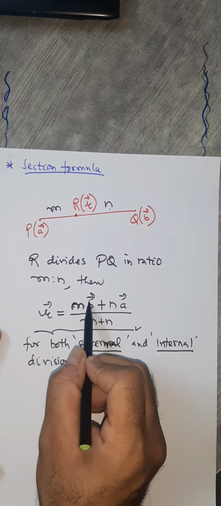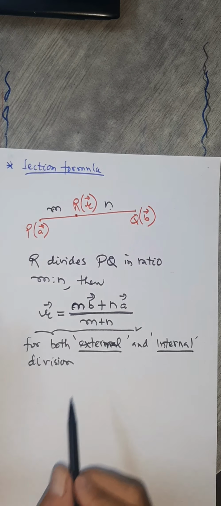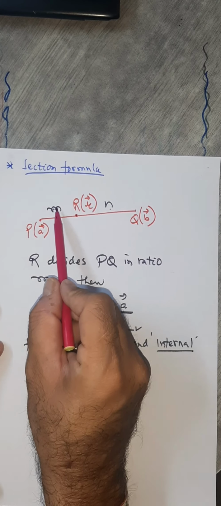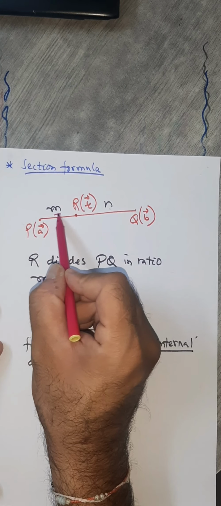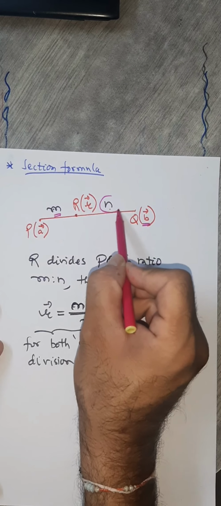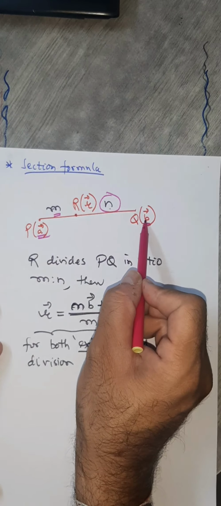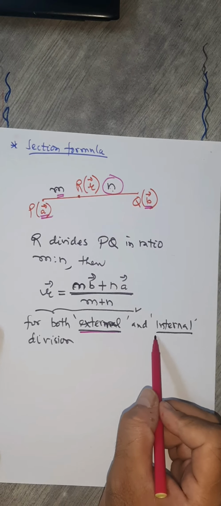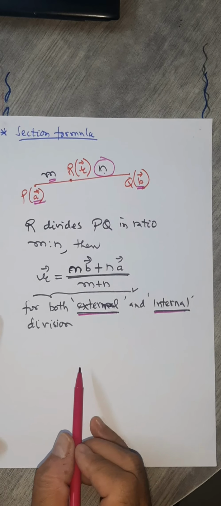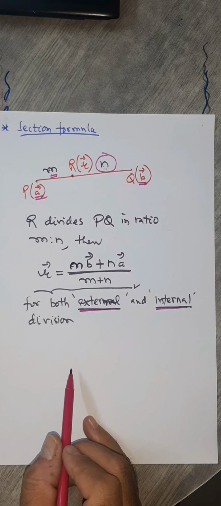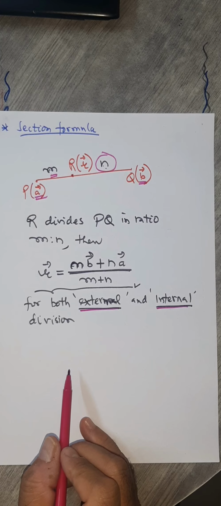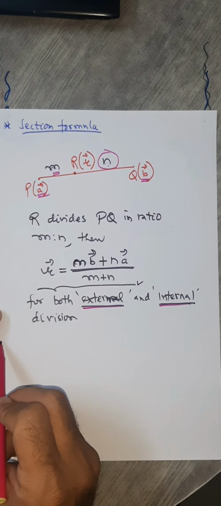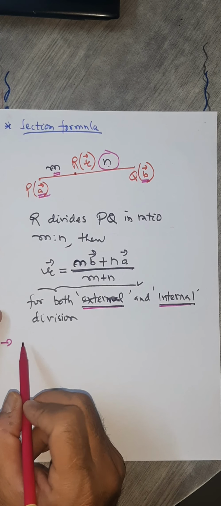I'm not emphasizing much on this. You know, this is a very well-known formula from 11th standard, the division or section formula. Remember it crosswise: M is taken with this, and N is taken with this, M into this plus N into this, upon M plus N. Applicable to both external as well as internal division, remember. External division means the ratio is negative, and internal division means the ratio is positive.